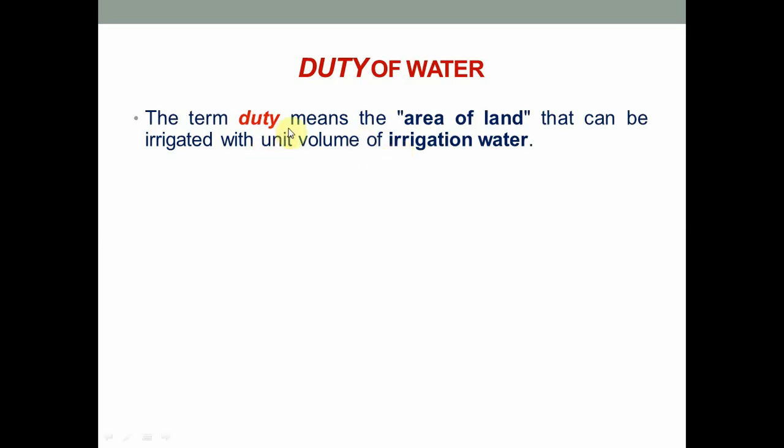Okay, the term duty means the area of land that can be irrigated with unit volume of irrigation water. Fair and simple definition, it means the total area of an agricultural field that can be irrigated with unit volume of irrigation water. Now unit volume, if we are seeing it in meter cube per second, or in other words in cumec, then unit volume means 1 meter cube per second, or 1 cumec.